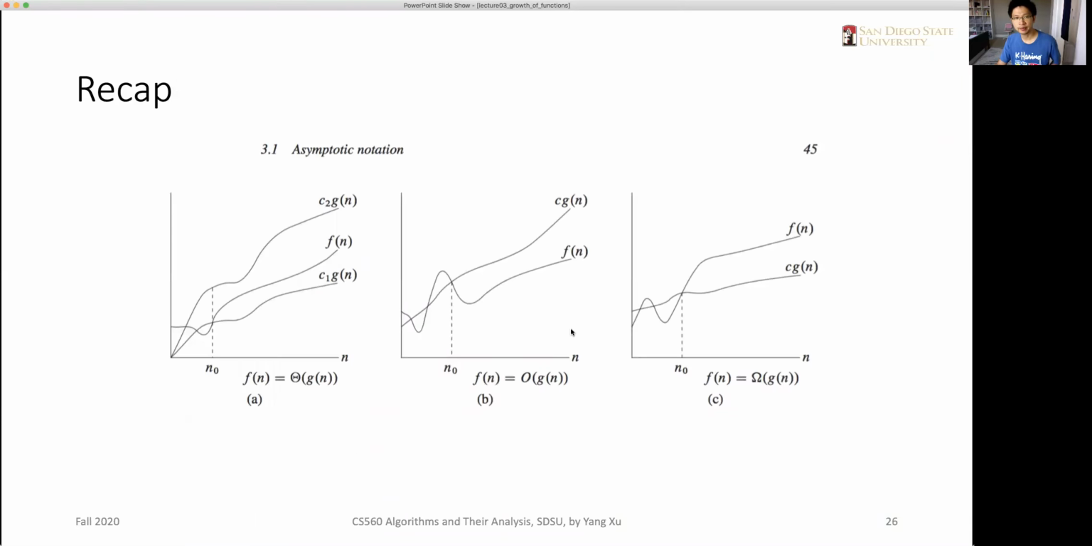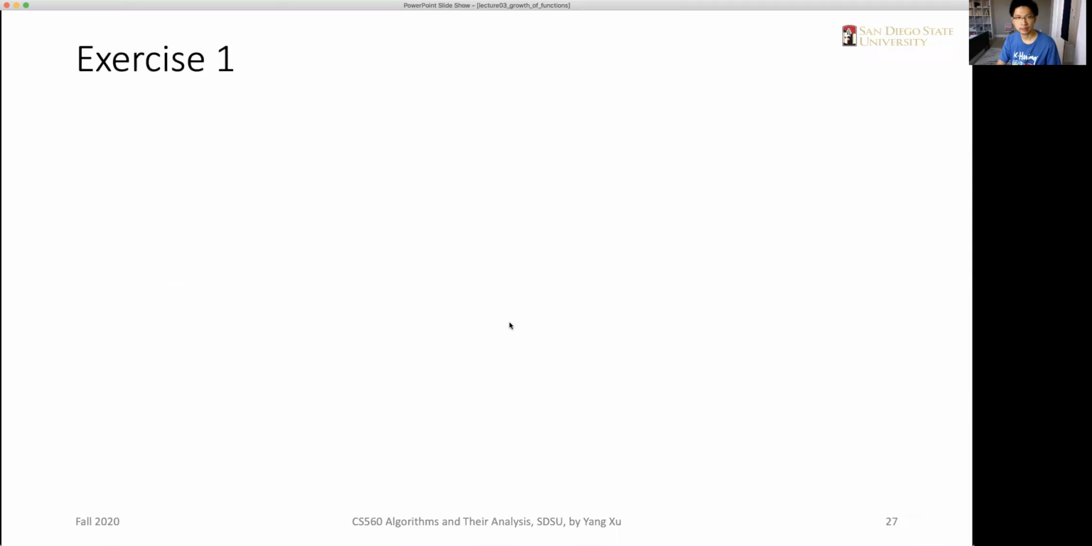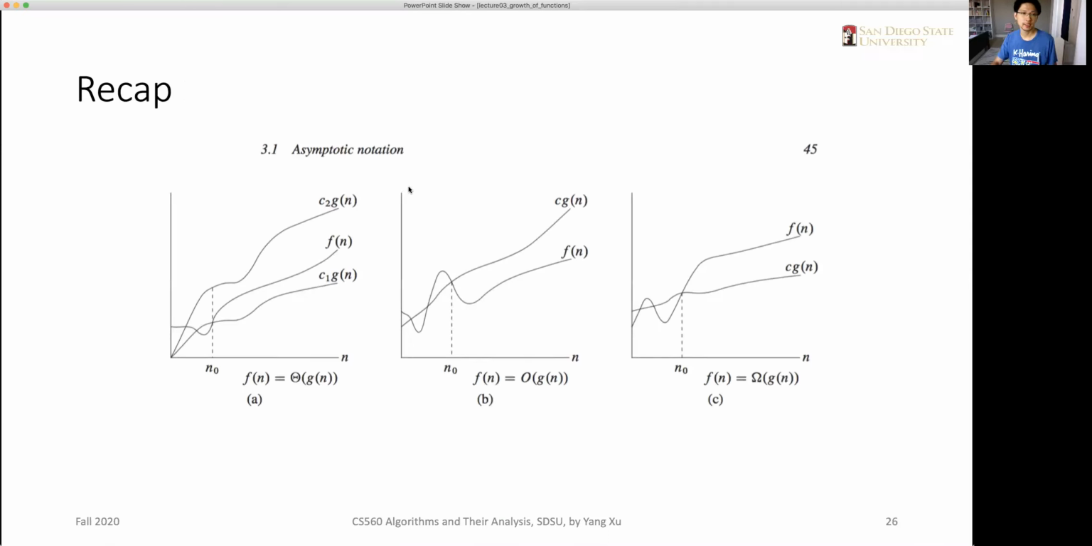As a recap for this chapter, we would like to use the intuitive plots here to memorize the big theta, the big O, and the big omega notations. I think the best way to memorize is to use these three curves. There's always a threshold you want to satisfy. We use the threshold n0, which is something we choose.